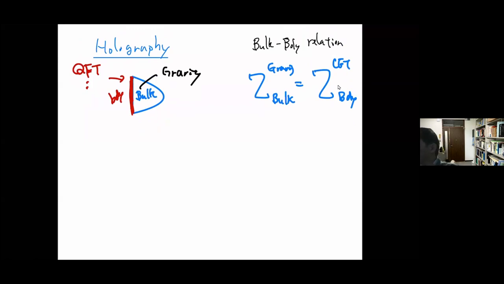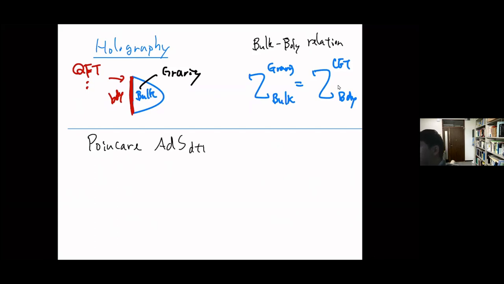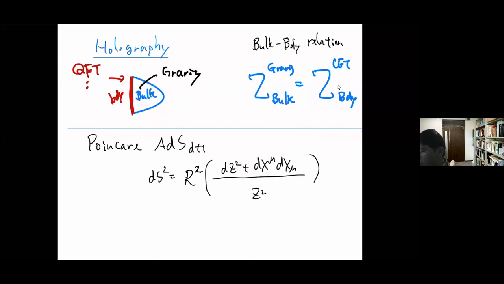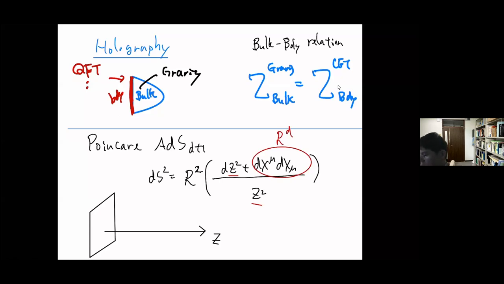So a typical example of AdS/CFT. In my talk, I mainly focus on a very simple setup of AdS/CFT. One basic example is Poincaré AdS. I can write a metric. This is a very simple metric of anti-de Sitter space, which we mainly work with: dz squared plus dx^mu dx_mu. It's like the brane here, and we have some extra dimension, which is called z. Other than z, it looks like Minkowski space. This is just R^d in Euclidean signature, but in Lorentzian signature it's R^{1,d-1}.